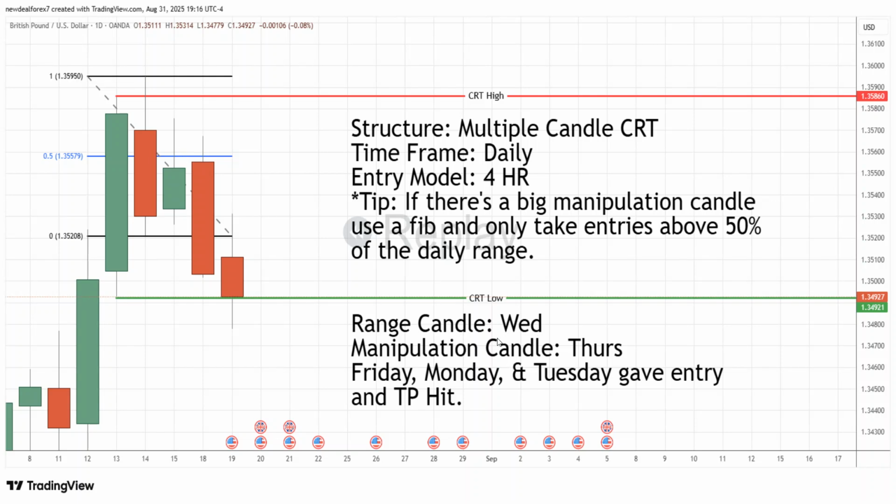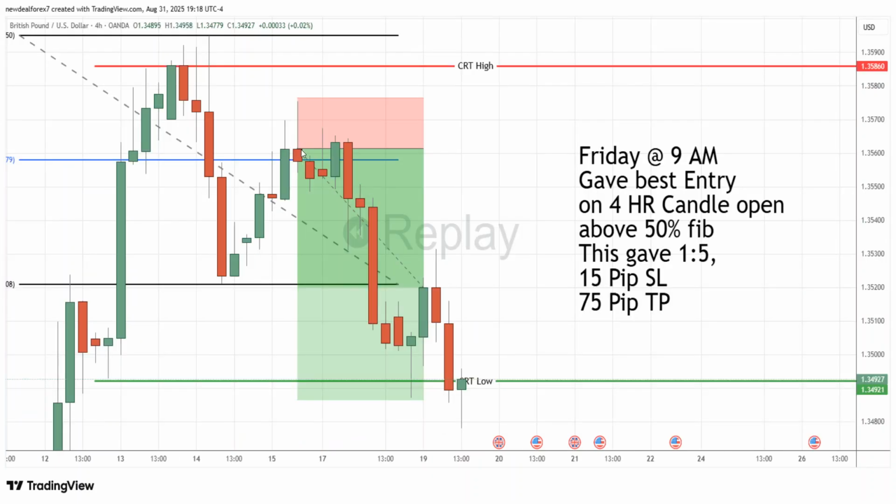And this is Wednesday, Thursday, and then Friday. Monday and Tuesday gave the entry for the price to complete the range. But let's take a look. Let's drop down to the 4-hour chart. So this is the 4-hour chart. We see how price goes down and then back up. The best entry would have been at 9 a.m. right here. This 4-hour candle open.